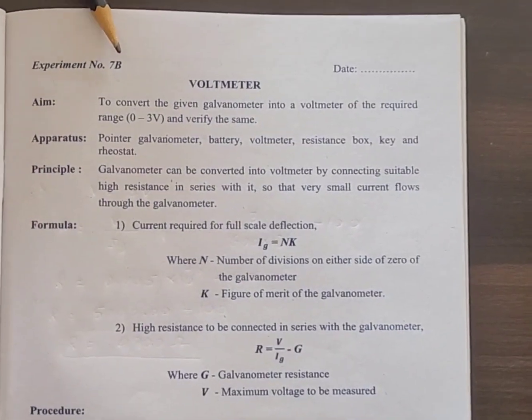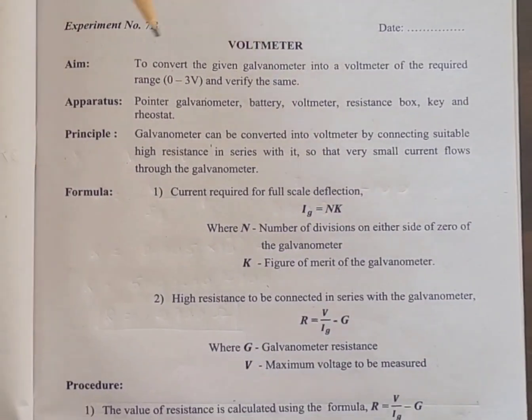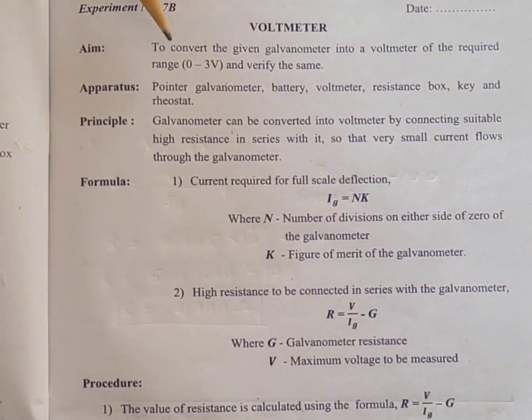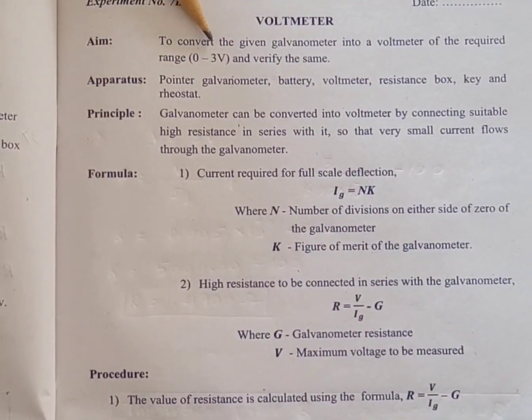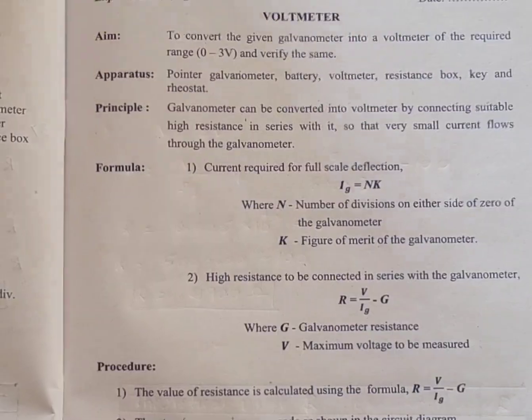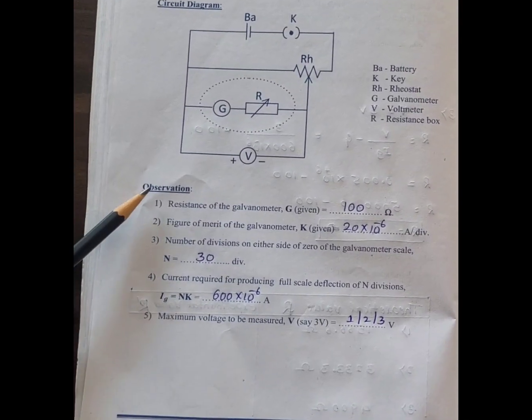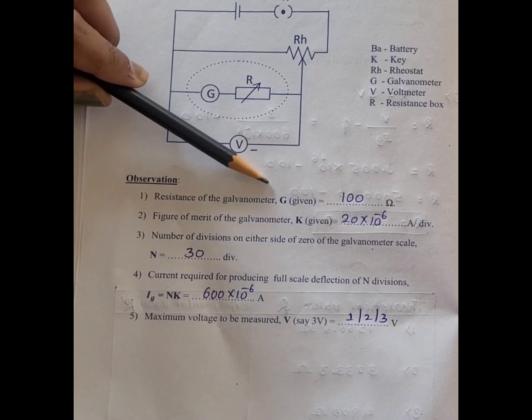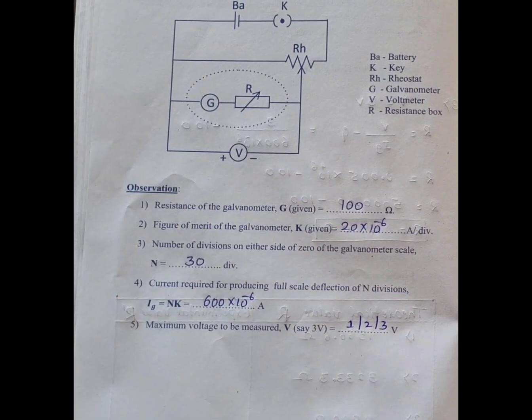Experiment number 7b, voltmeter. Let us convert the given galvanometer into a voltmeter of required range 0 to 3 volt and verify the same. Come to the observation. First point, resistance of the galvanometer G equal to 100 ohm.